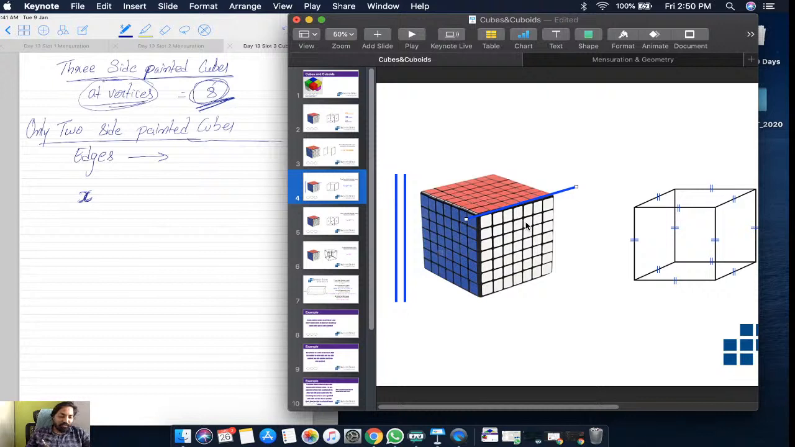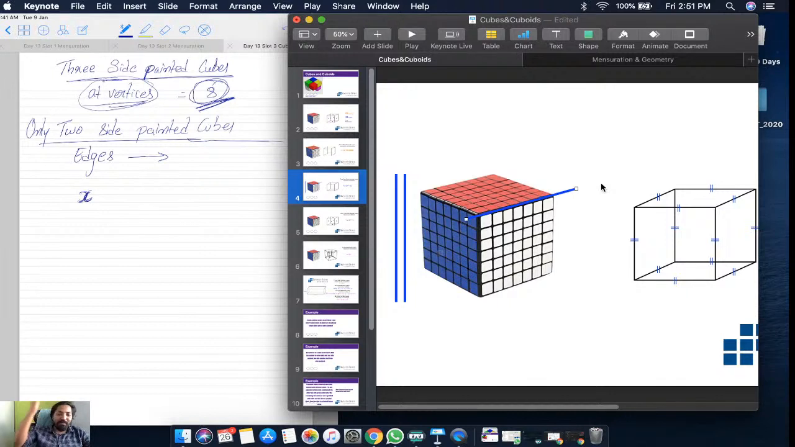If there are x number of cubes on this edge, only on this edge, please, how many cubes are two-side painted? Yeah, thank you, Ujjwal, Nandan, Girish, thank you. If there are x number of cubes on this edge, how many cubes are two-side painted?